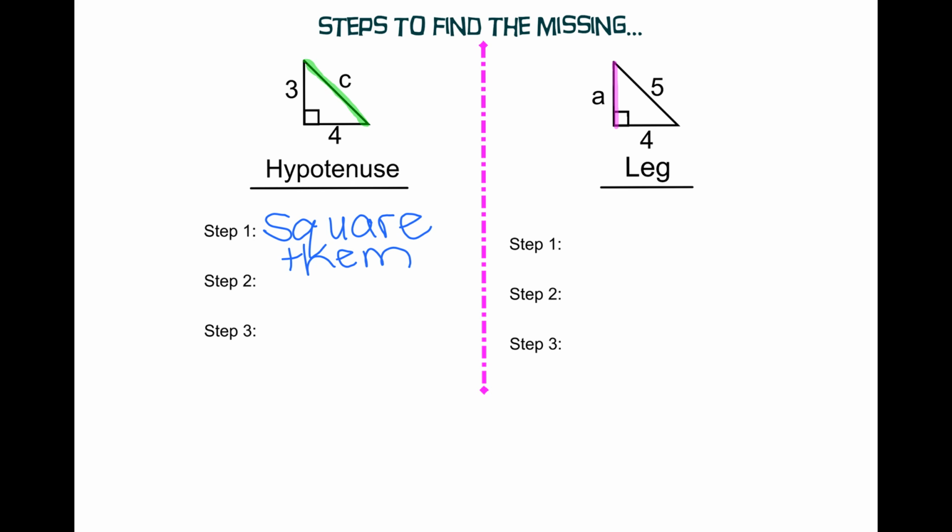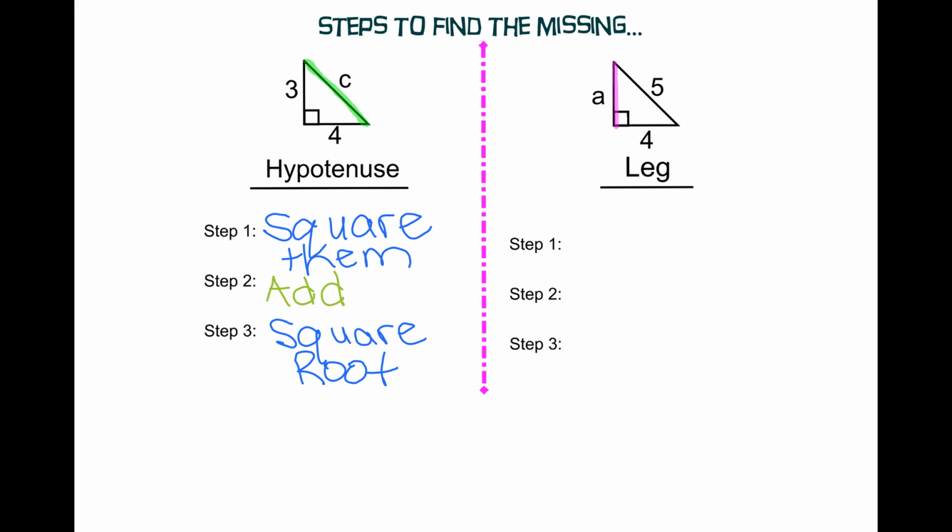Step 2, when you're finding the hypotenuse, once you square those numbers, you end up adding them together. So I'm just going to write that step 2 is to add those values. Once you add those values, that's going to give you the value of c squared. So your last step is going to be to take the square root of the number that you just got.